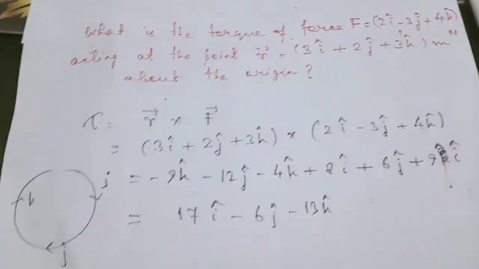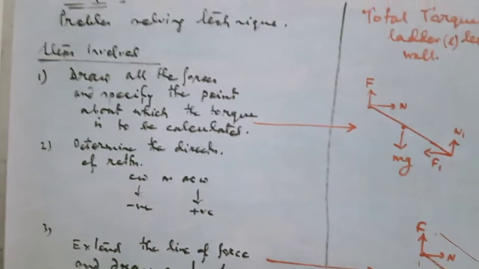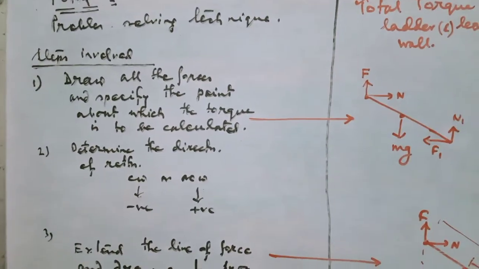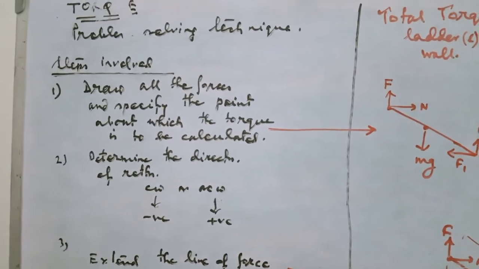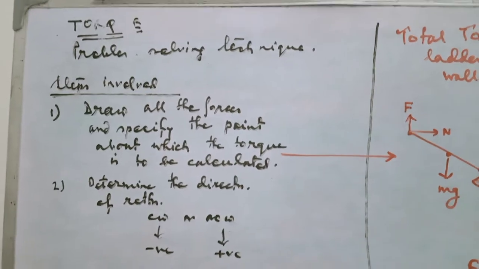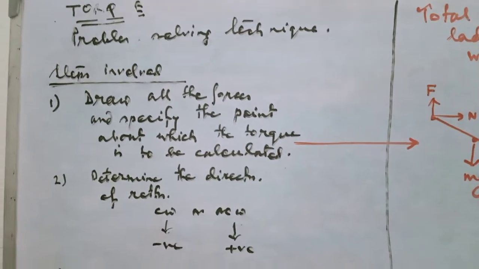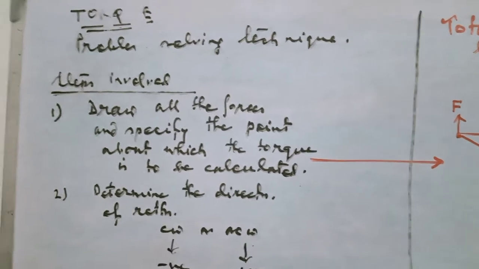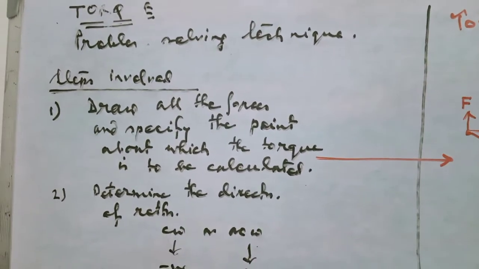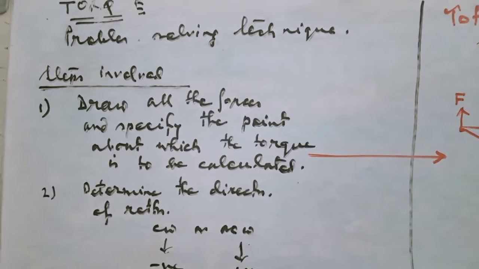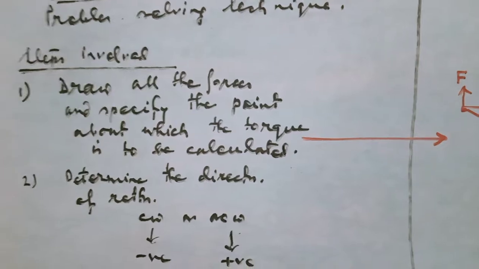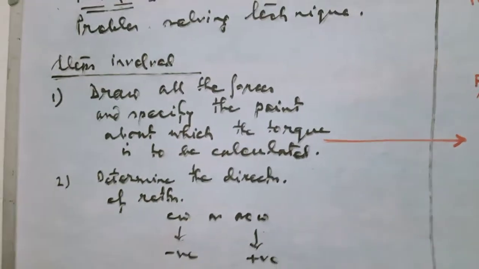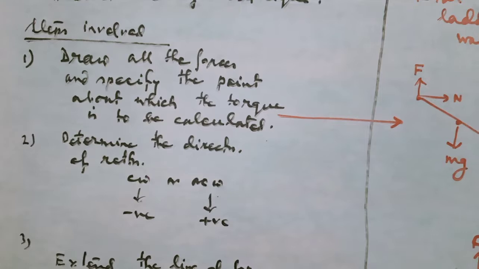Now the difficulty arises whenever a body is provided to you and a fixed axis is given or not given, and torque is asked to be calculated. Let's discuss the problem solving technique. First of all, step 1, you have to draw all the forces acting on the body and specify the point about which the torque is to be calculated. Very often this point or axis is given in the sum.